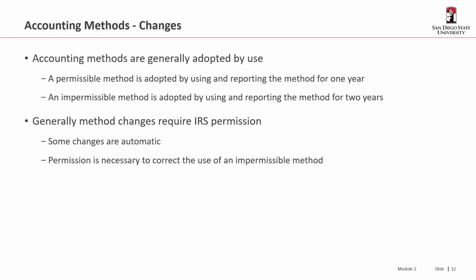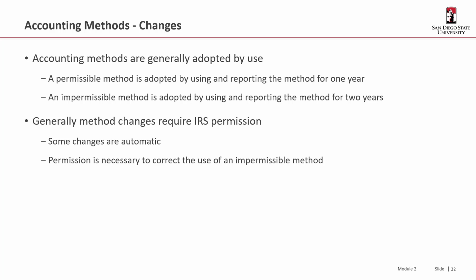Okay, last item in this chapter has to do with accounting methods. So what is an accounting method for tax purposes? Well, if you're using a permissible method, that is any method you adopt and report in the first tax return you reported in. So that's anything you do for 1 year. Once you've done it, that's your accounting method. If you're using an impermissible method, which means you're doing it wrong, even if you do it wrong for 2 years, that's now an accounting method. So you have adopted it by using it.